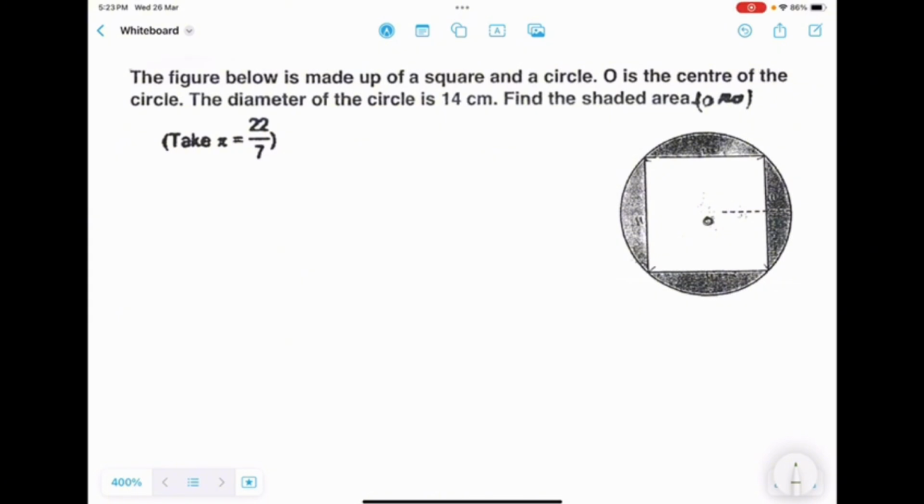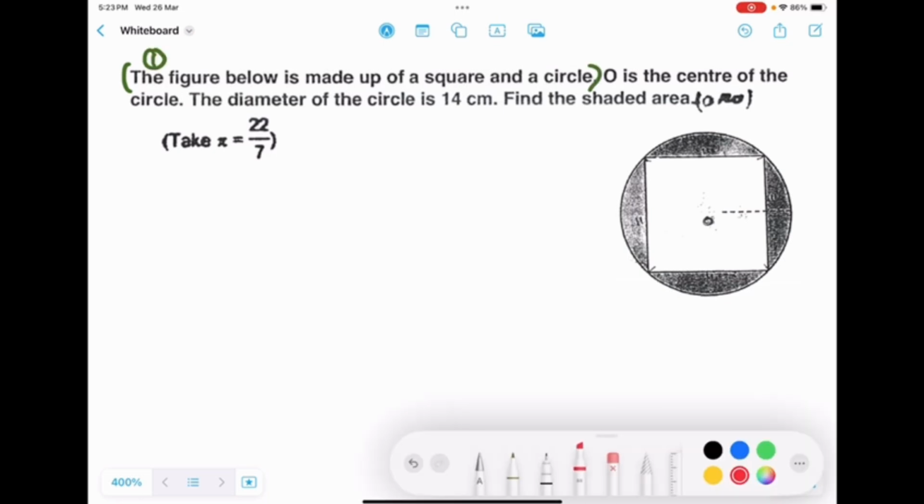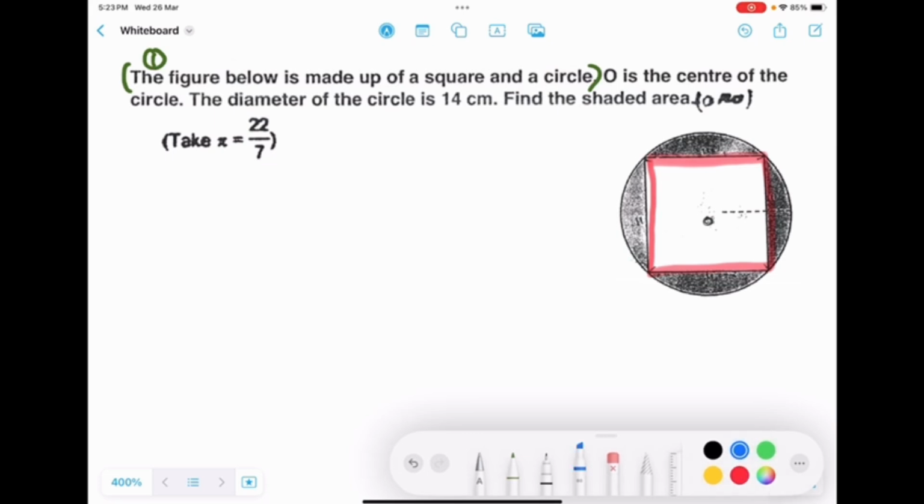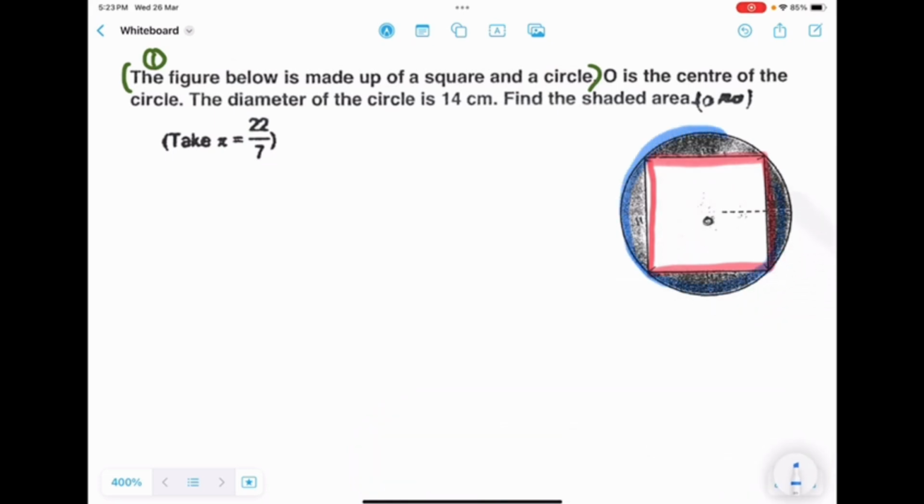Alright, sentence number 1 says, the figure below is made up of a square and a circle. Now, first thing, likewise with the first question, I want to identify where my square is and where my circle is. So I can see that the square is over here and that my circle is right outside over here. Alright, and what does it say in the next sentence? It says that O is the center of the circle. And I can see O is right here.